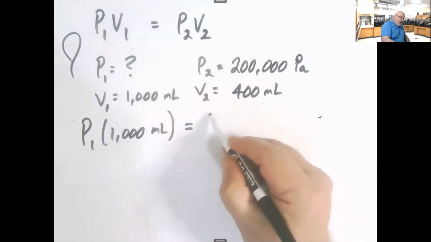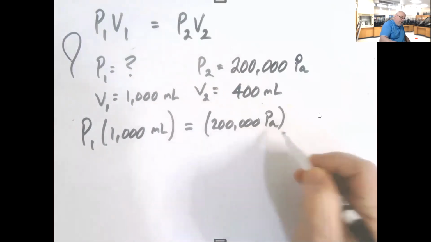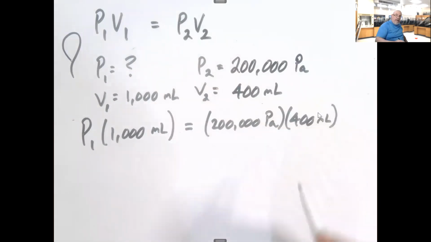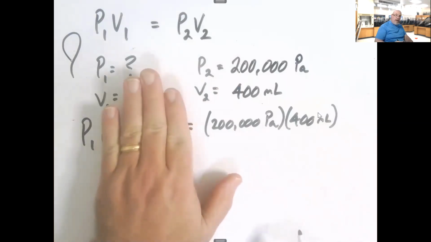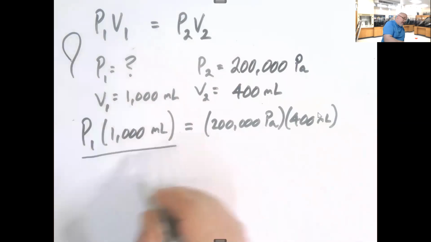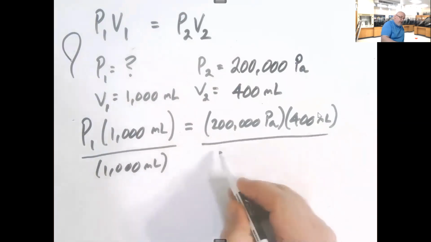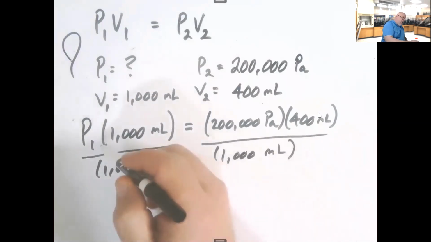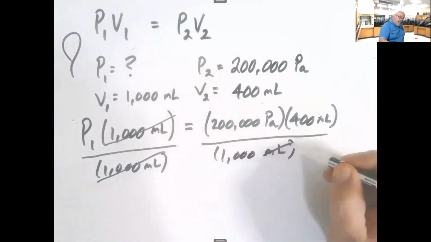And then we're going to go over here. P2 is 200,000 pascals, and V2 right next to it is 400 milliliters. Now our unknown is over here, it's P1. We want to solve for P1, so we want to eliminate anything that's next to it. So that's 1,000 milliliters. And we'll do that. And of course, whatever we do to one side, we have to do the other side. This, of course, completely cancels. Here, we just cancel the unit of the milliliters now.